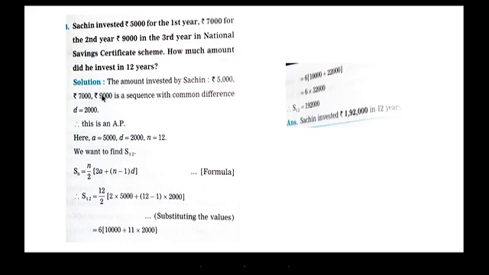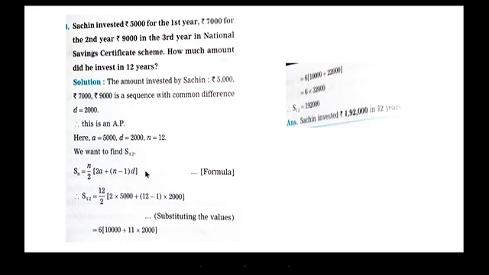So this is a sequence. 5000, 7000, 9000 is a sequence, and the difference between any two consecutive terms is 2000. So d is 2000. This d is constant, so it is an arithmetic progression. So the first term a will be 5000, d is 2000, and he invested for 12 years, so n is equal to 12. Now we have to find the total amount he invested. That means we have to find S12.